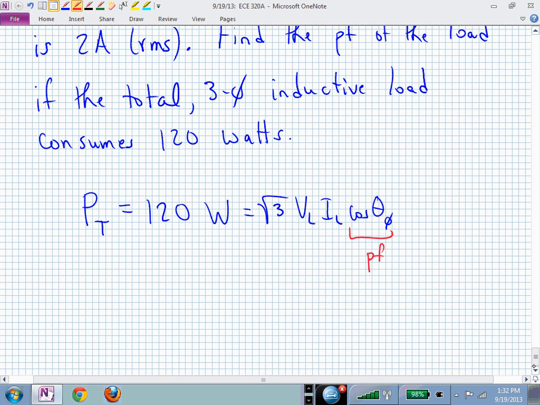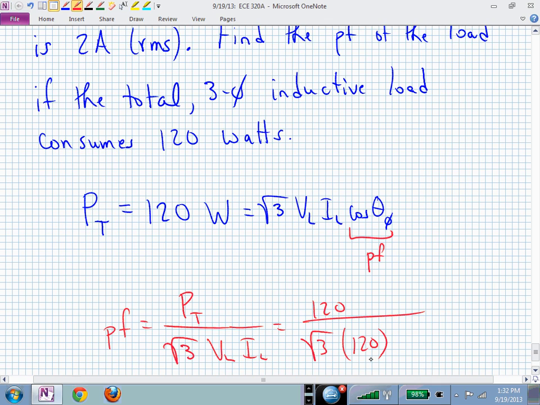Right? This is now, the power factor is now P sub T over the square root of 3 V sub L I sub L. So we have 120 divided by the square root of 3. Our load voltage between the terminals of our load was 120 RMS. It's important that we've converted to RMS if it's not expressed in RMS. The current was 2, and did anybody compute that?